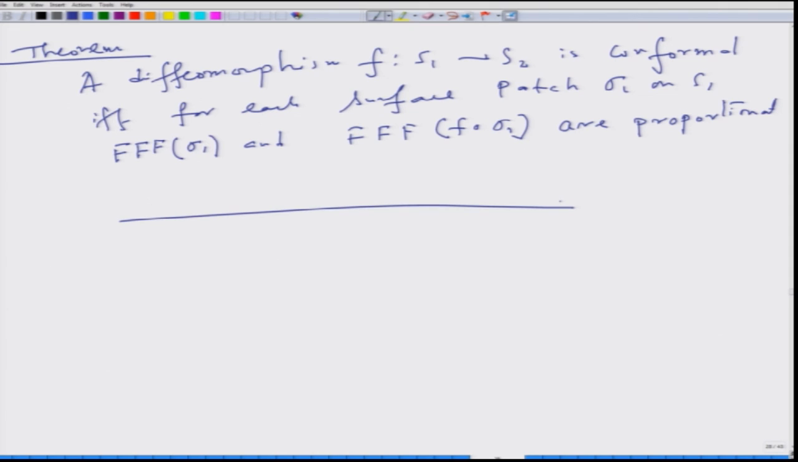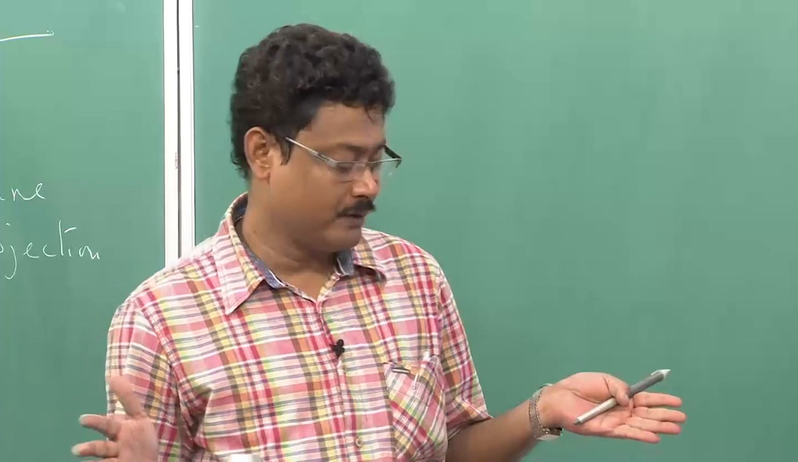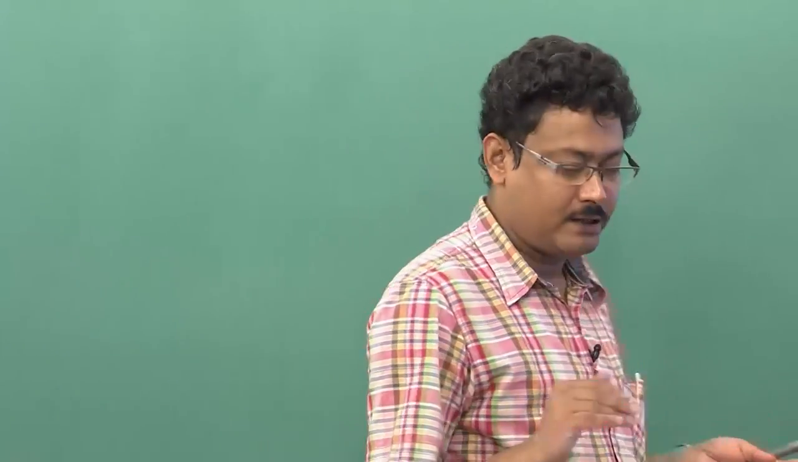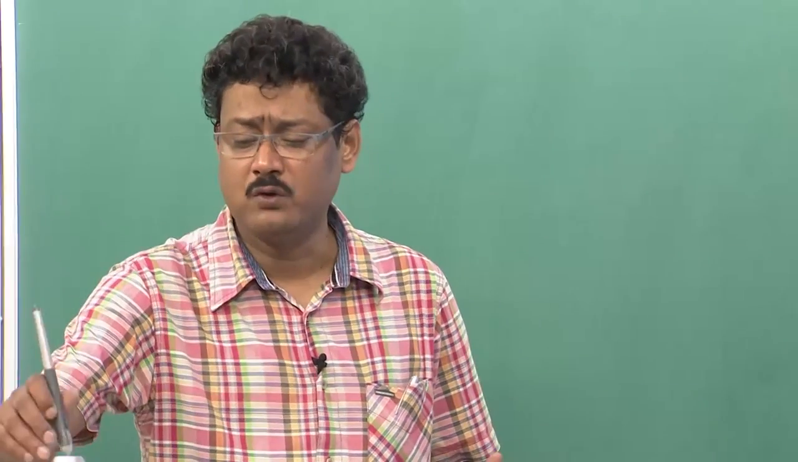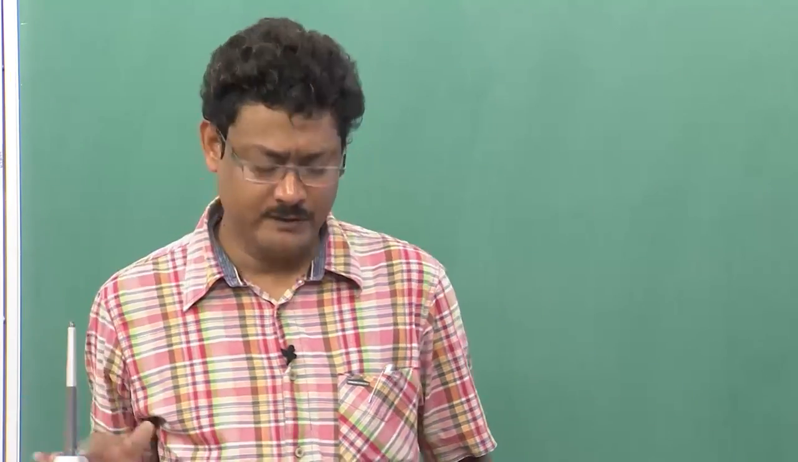So that is about the conformal map. So you have two maps now, one that preserves length of the curves, which is isometry, and another is conformal maps. We will see what to do with these two maps on the geometry of surfaces in the next two lectures.